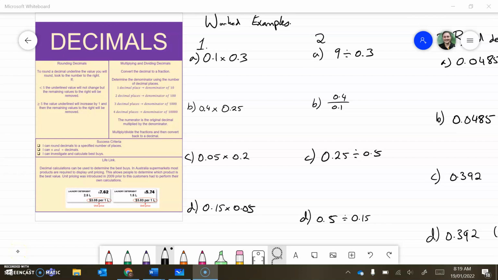This video is going to have a look at decimals, and in particular rounding decimals and multiplying and dividing decimals.